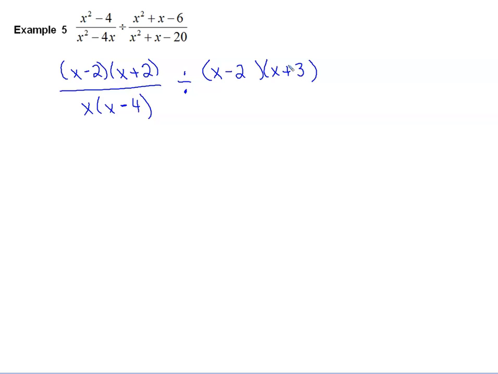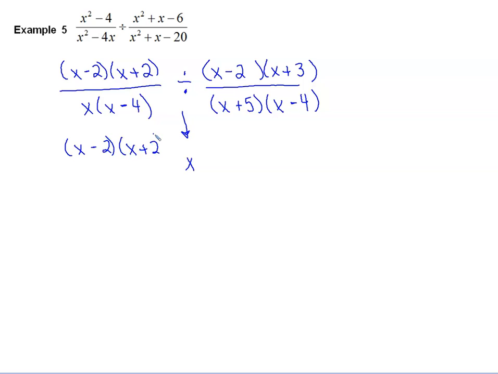And then on the bottom here, what's going to multiply to give me -20 and add to give me 1? That's going to be a +5 and a -4. So now I'm going to change my sign and flip, and I guess I still have to rewrite it anyway. So either way is fine. You can flip it and then factor, or factor and then flip it. Evidently it's not going to make as big a difference as I thought.